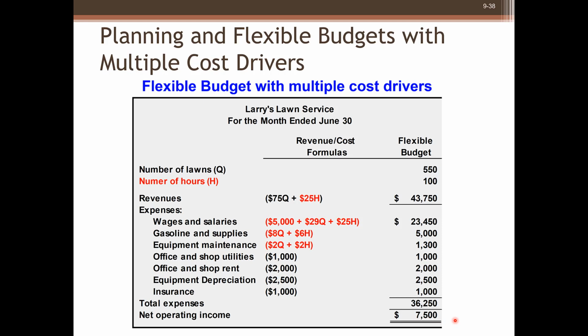Both the new planning budget and flexible budget should result in more accurate budgets and variances because they're prepared based on more than one cost driver.